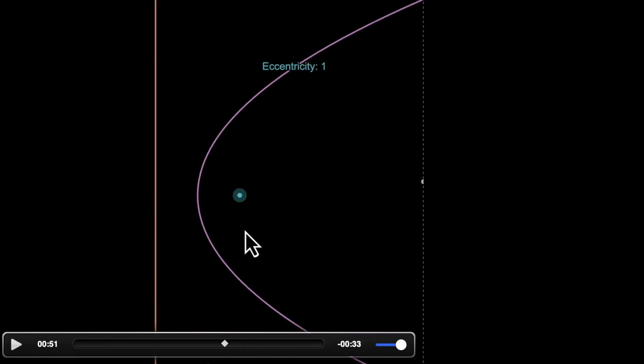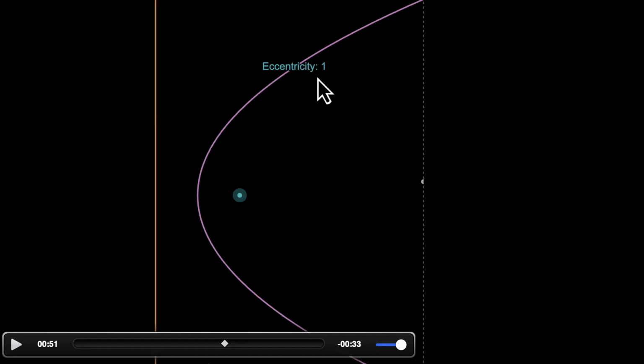Recall that the definition of the parabola is the locus of a point that moves in such a way that the distance from this fixed point is exactly equal to the distance from this line. When the distances are equal, the ratio will be exactly equal to 1. And that's why we're seeing a parabola.